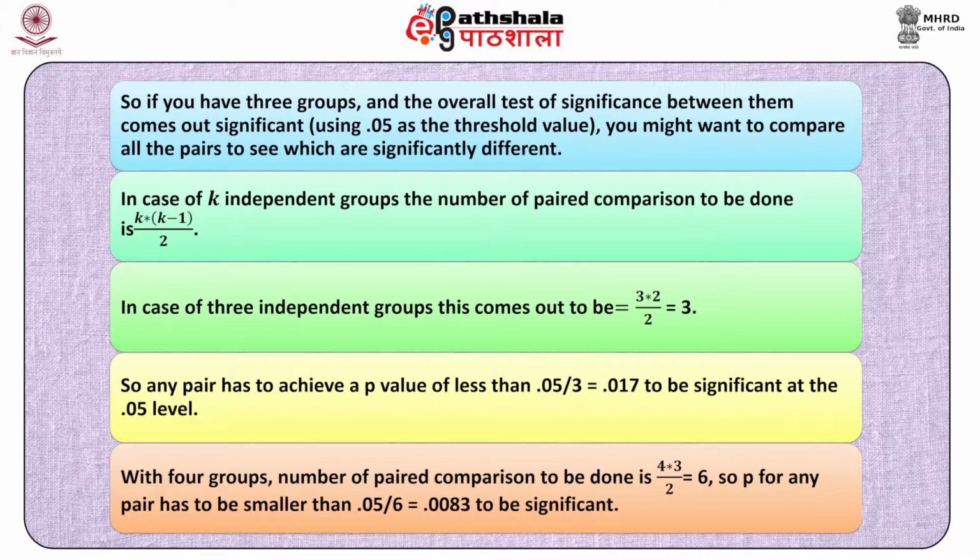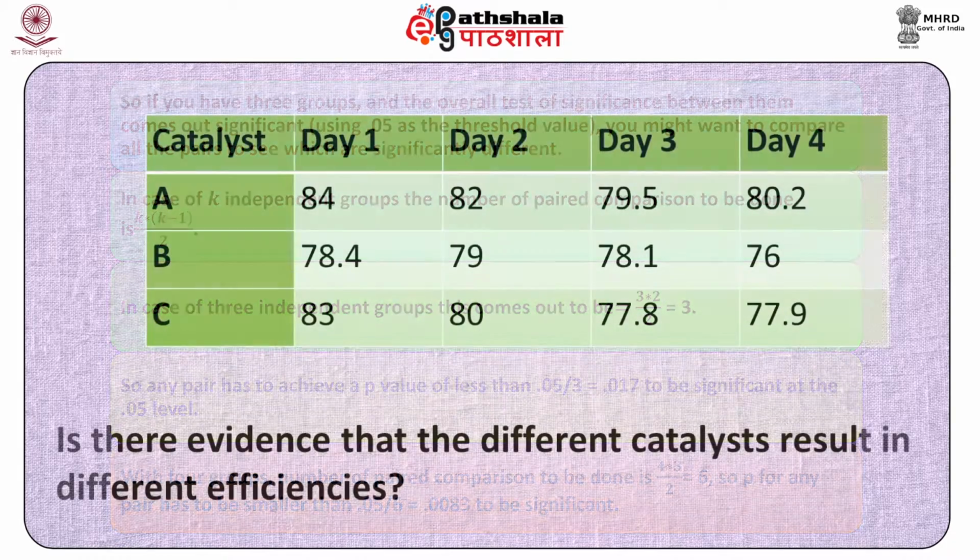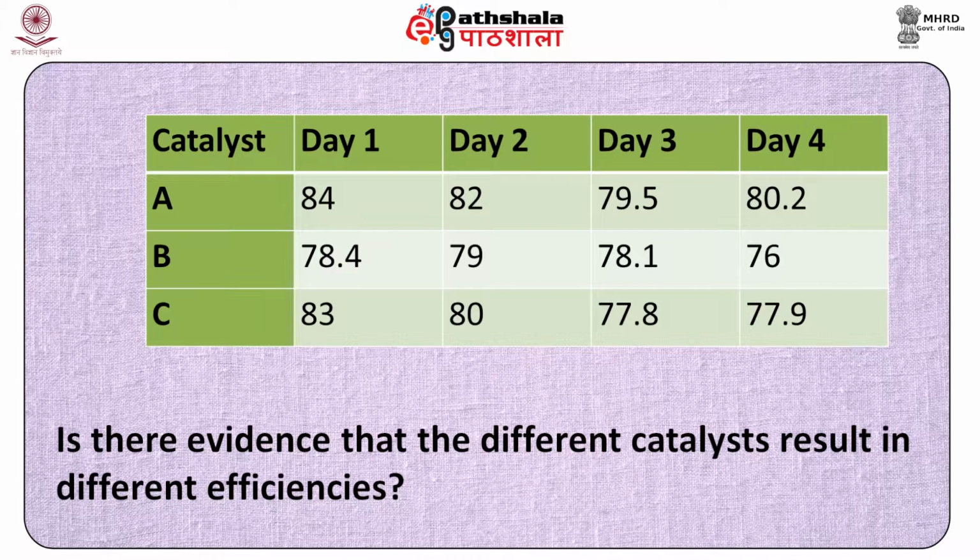With 4 groups, the number of paired comparisons to be done is 4 into 3 divided by 2, equal to 6. So P for any pair has to be smaller than 0.05 divided by 6, which is 0.0083, to be significant. Let's look at another example.